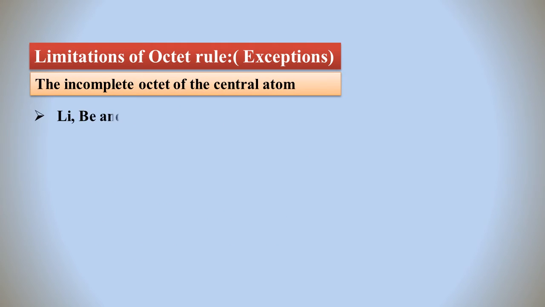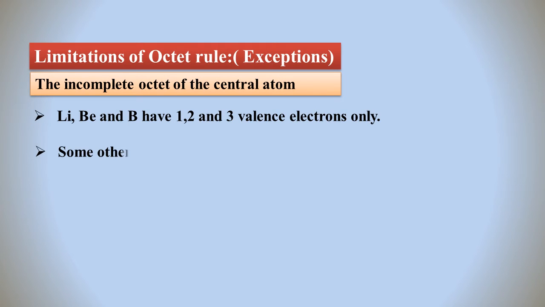Here we have the exceptions: lithium, beryllium, and boron. We have only 1, 2, and 3 valence electrons. Some other such compounds are aluminium chloride, AlCl3, and boron trifluoride, BF3.